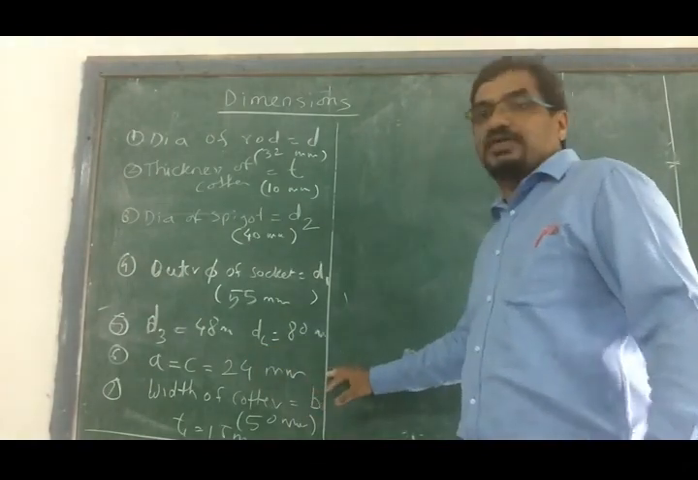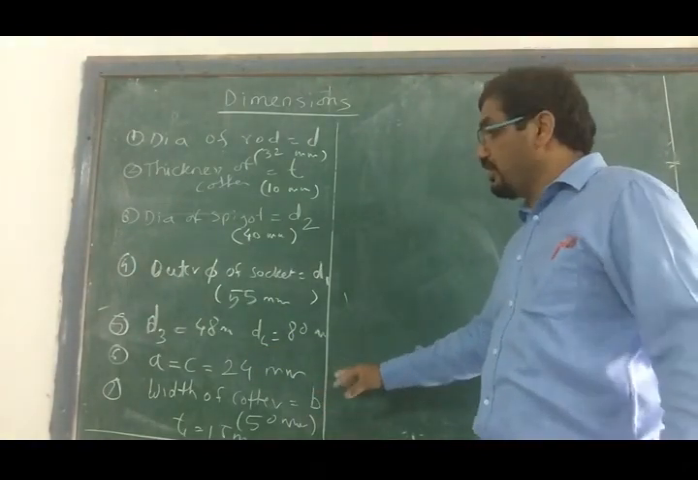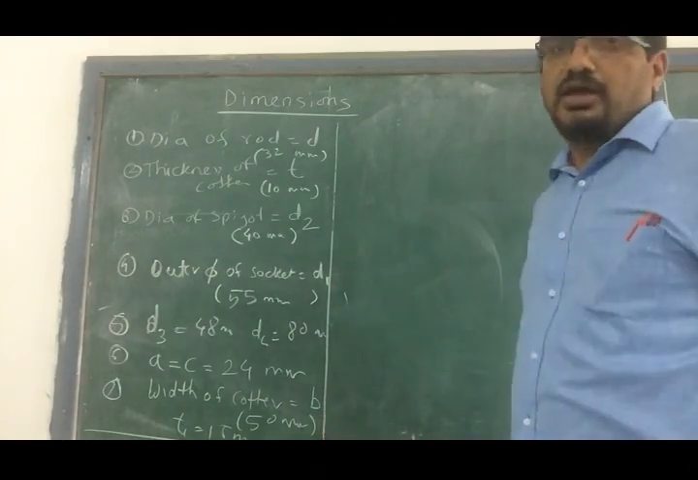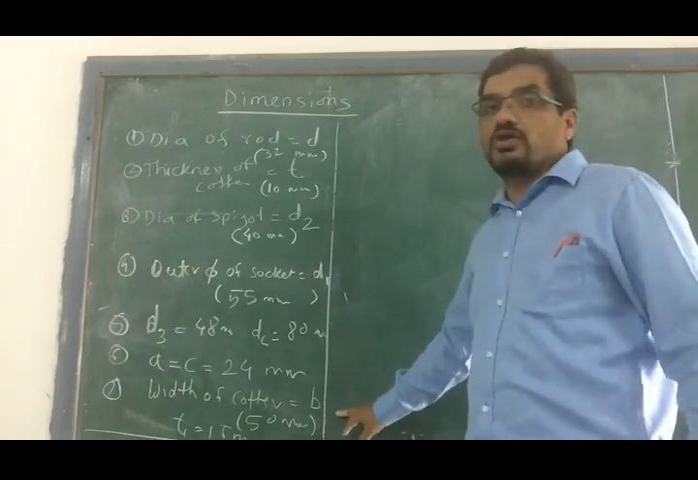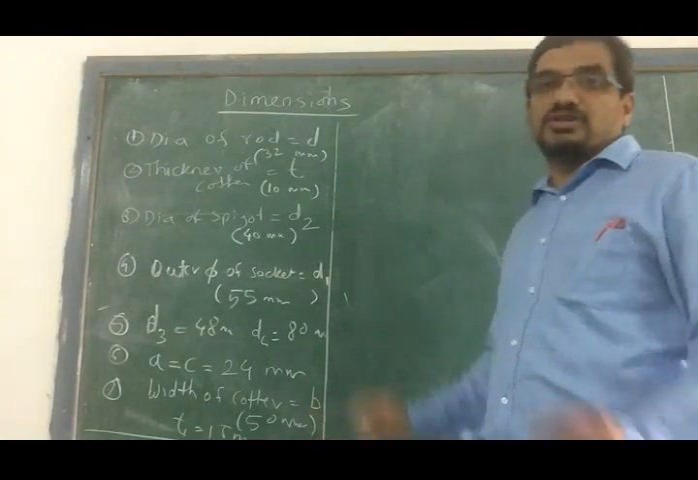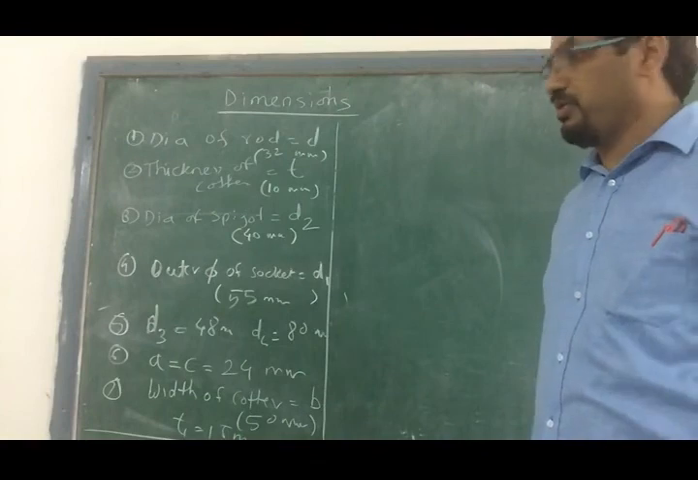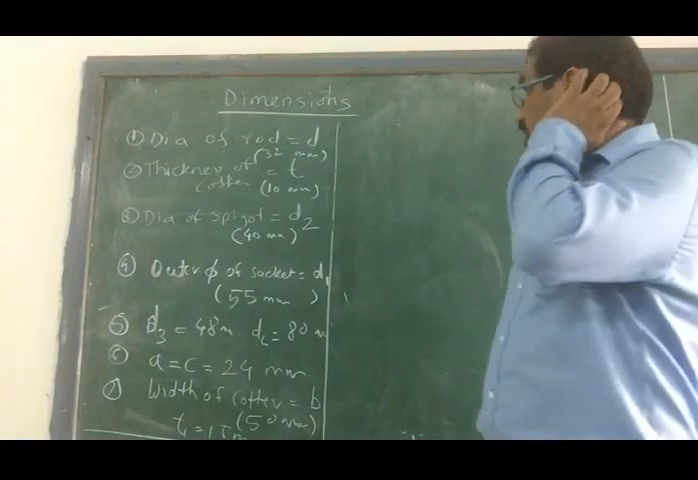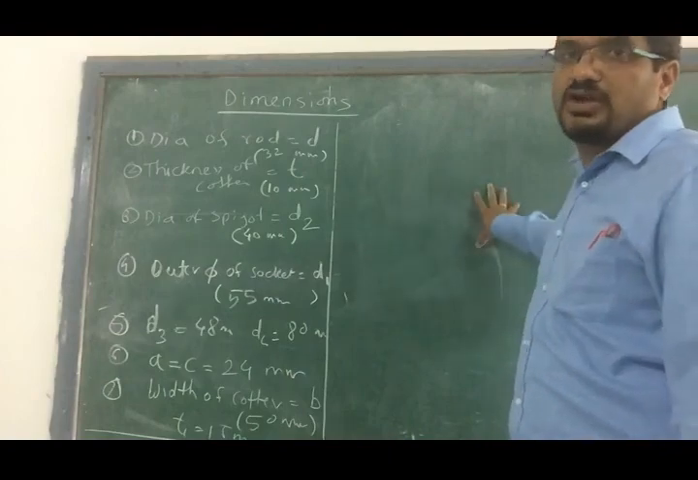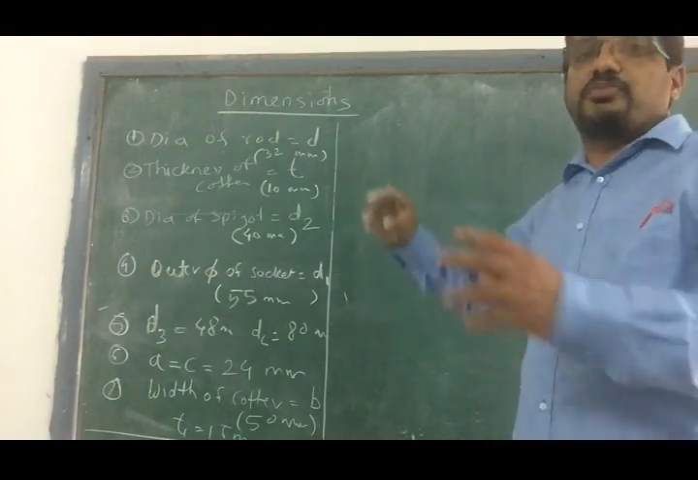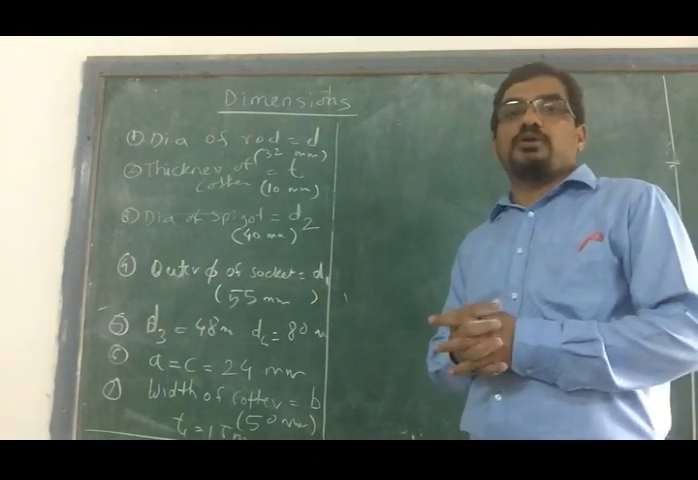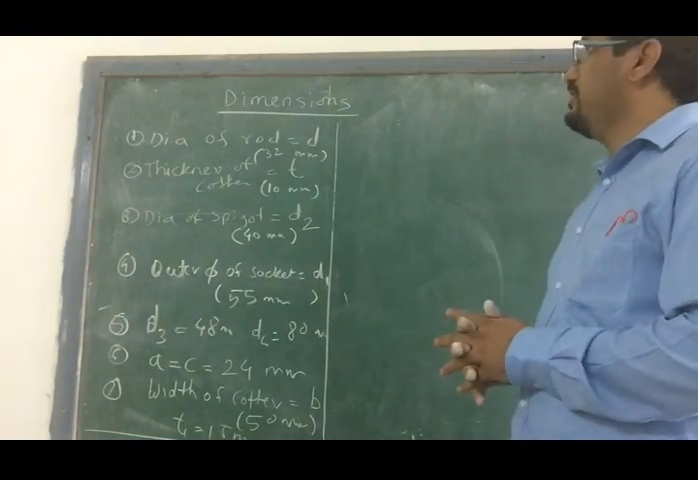Then we got A and C using empirical formulas, and using that we got B, the width of the cotter. Then we checked whether the cotter will fail or not, and ultimately we found the thickness of the collar for the socket. Using these dimensions we draw the diagram with the socket, spigot and cotter, and complete the design. So this is the complete procedure for the design of a cotter joint.